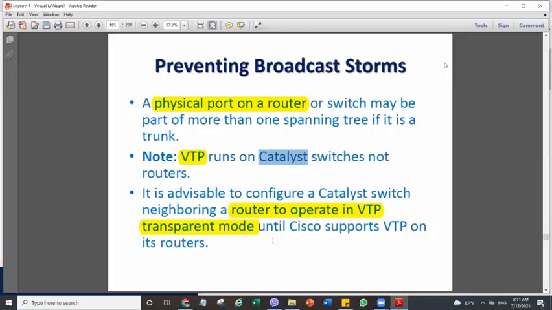So VTP transparent mode, where the router is also in. So if you want to create the VLAN there, the router interface, even that part we have to do, but make sure that it is in the transparent mode.